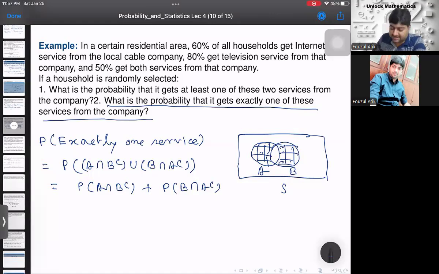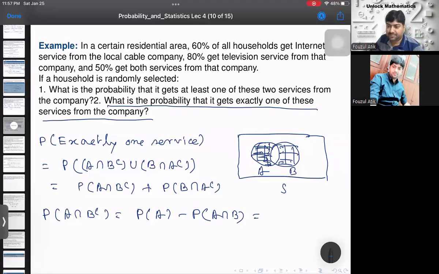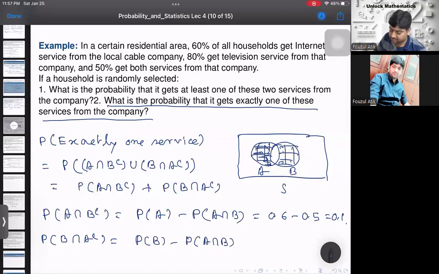Now, what is the probability of A intersection B complement? It is basically P of A minus P of A intersection B, because it is this part, right? If I put in the values, because everything is given, it will be 0.6 minus 0.5 equal to 0.1. Again, P of B intersection A complement is P of B minus P of A intersection B, and if I substitute the values, we get 0.3. If I put both values in, I get the required answer: 0.1 plus 0.3 equal to 0.4.